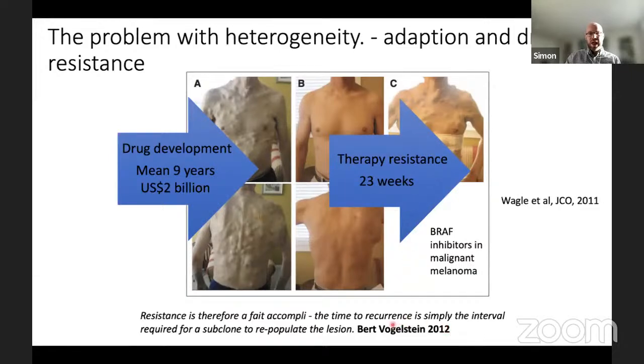And when a sort of doyen of cancer biology, such as Bert Vogelstein, said this, "Resistance is therefore a fait accompli, the time to recurrence is simply the interval required for a subclone to repopulate the lesion," it really rather sounded the death knell for targeted therapies in their form at the time.